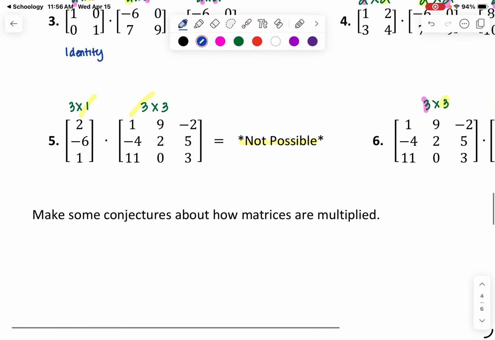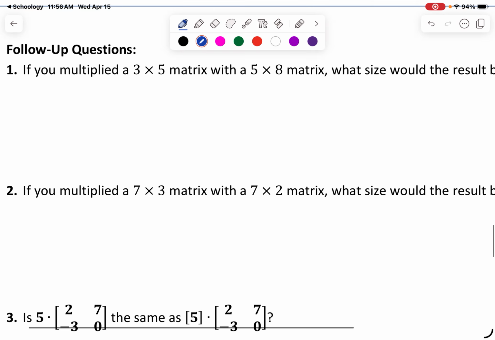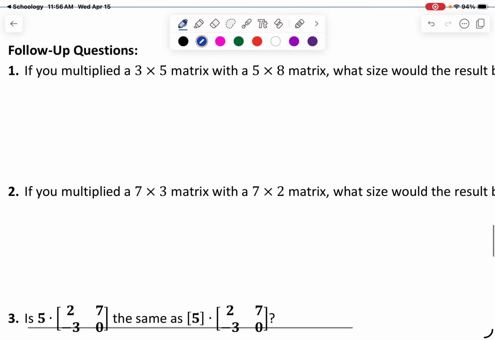Okay, so let's go ahead and try some examples here. We're not going to do too many, but it's good stuff. It says, if you multiplied a 3 by 5 times a 5 by 8, what would the resulting matrix be? First off, you can see that you can multiply them because the inner dimensions match. And we know that we get the outer dimensions. So the resulting matrix would be a 3 by 8.